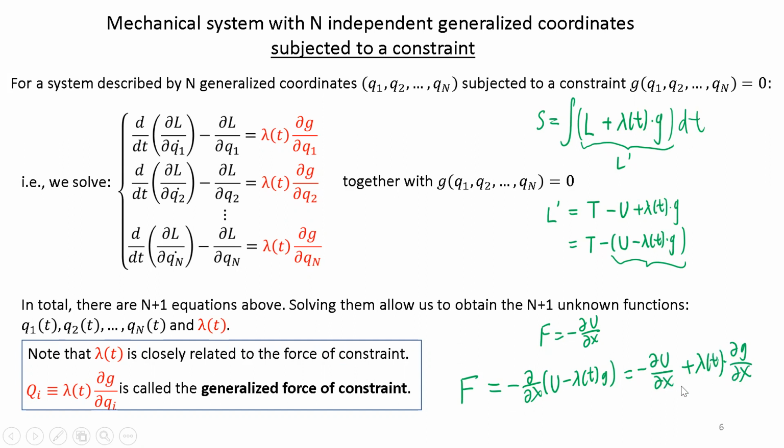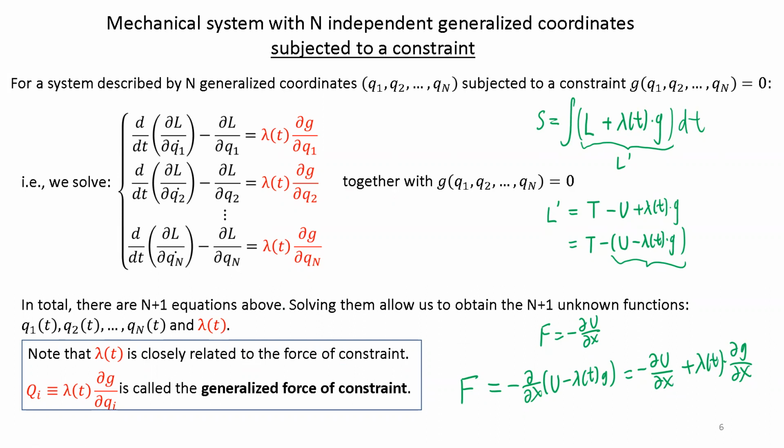So the first term is something that you are familiar with. It's the force coming from the potential. Then what is not in this term, the leftover things, is over here. And this is the force that is not expressed in terms of the derivative of potential. And this is the force of constraint.